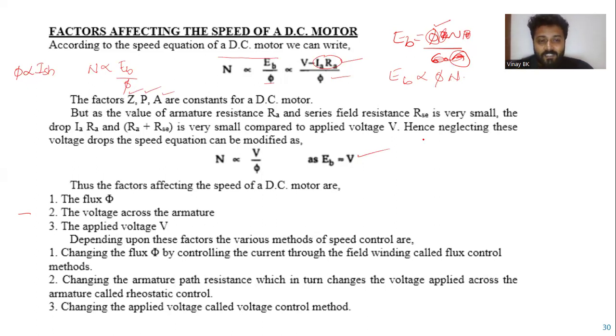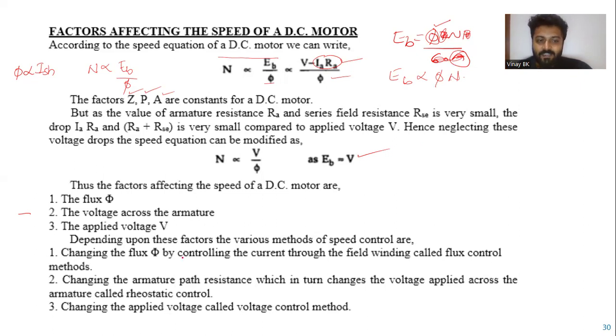Therefore, the factors affecting the speed of a DC series or shunt motor: flux is the main factor, and also the voltage across the armature and the applied voltage. These are the variable quantities, and by varying these factors, you can vary the speed.